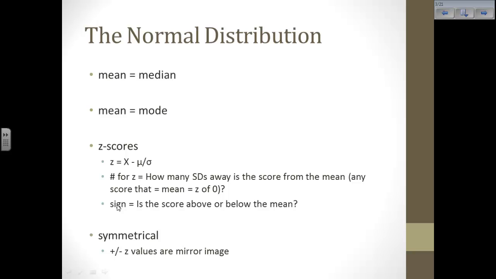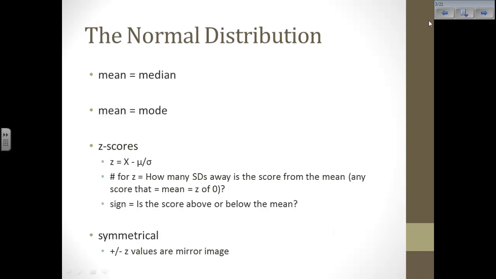But if you think about the unit normal or the normal distribution being symmetrical and the z-scores being a mirror image on either side, well, z of 2 and z of negative 2, those are both representing scores that are 2 standard deviations away from the mean, or in other words, the same number of points away from the mean. It's just one would be below, one would be above the mean.